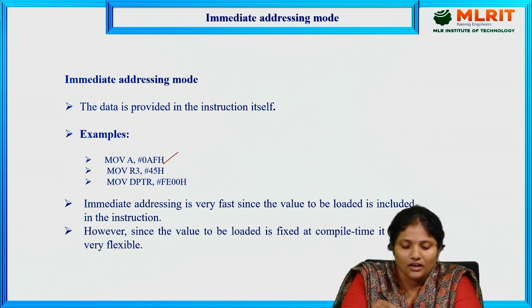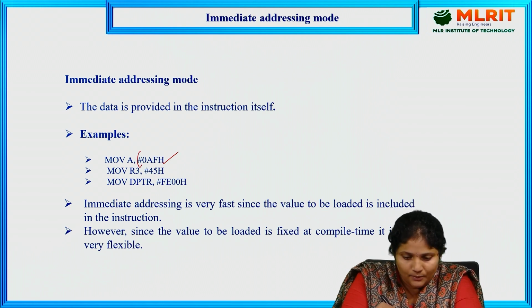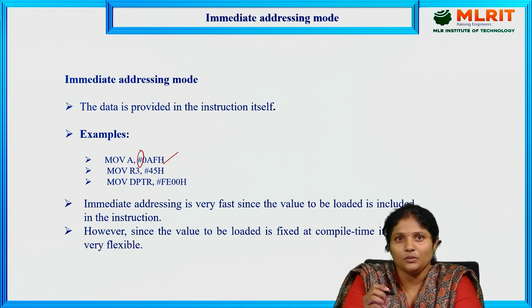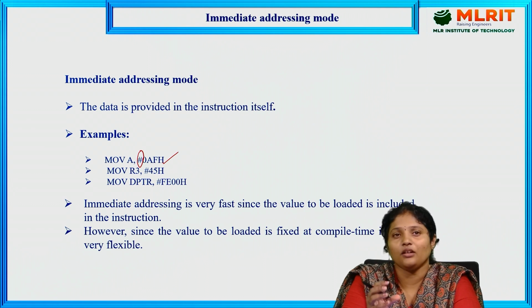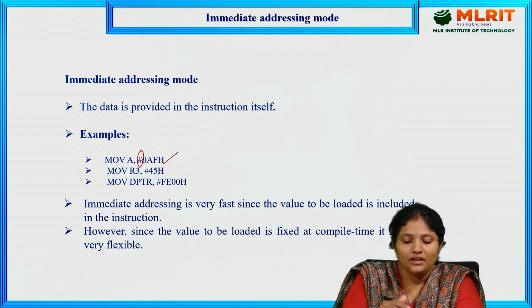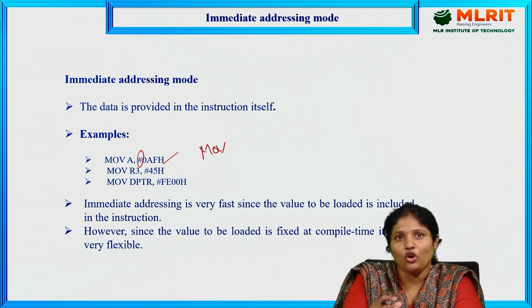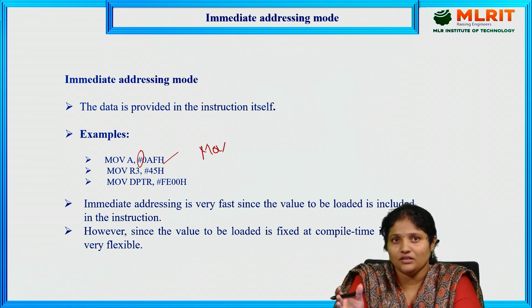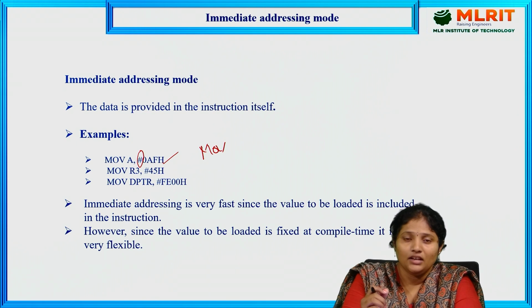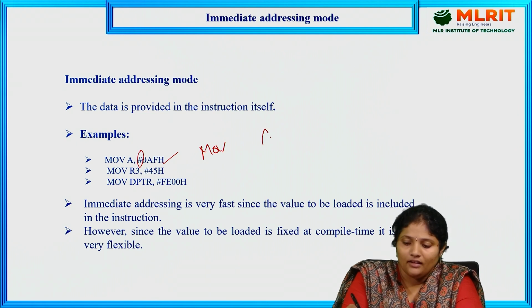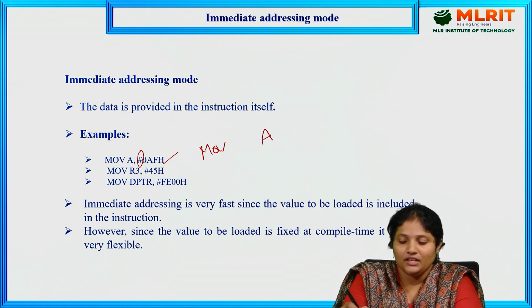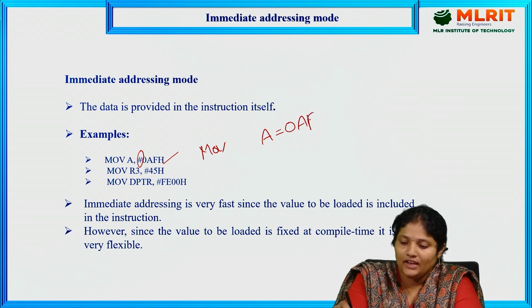Here, if you see, we are representing a hash, which means that the data after this is the raw data. In this particular instruction, MOV, the data will be copied from the source to the destination register. Here the A register, the accumulator, will be loaded with the data 0AFH.